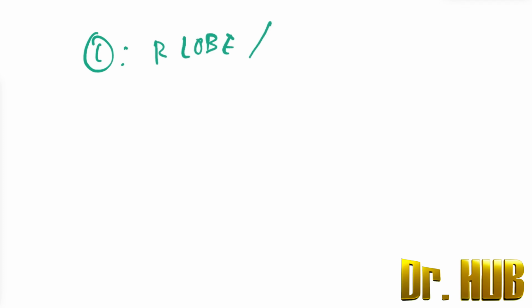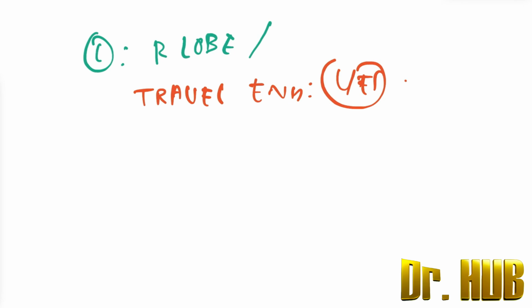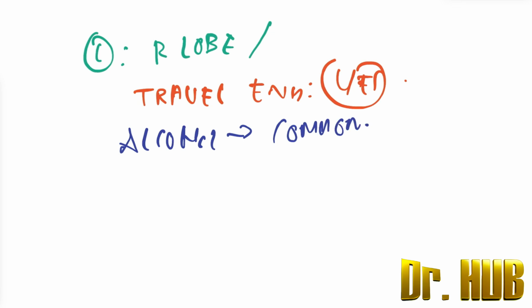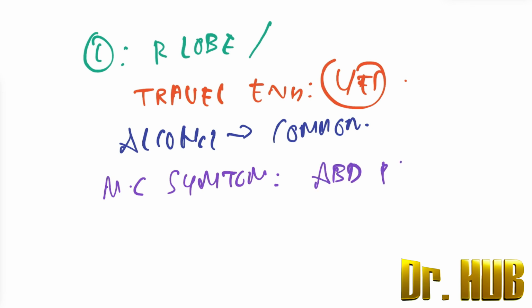Then travel to the endemic areas. What about the travel? Travel to the endemic areas, the answer is yes. Then what about alcohol? Alcohol also is very common. Then what is the most common symptom? The most common symptom will be abdominal pain.